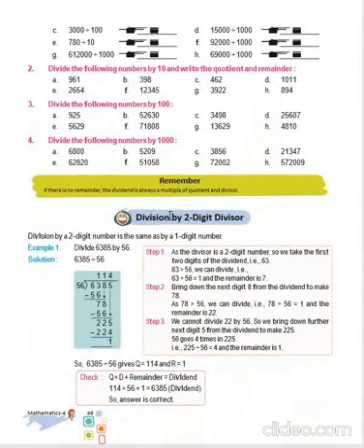Now let's learn division by two-digit divisor. Let's take an example. Suppose you want to divide 6385 by 56. So in step 1, as the divisor is a two-digit number, we will take the first two digits, that is 63. We know that 63 is greater than 56, so we can divide it. So 56 into 1 will be 56. 63 minus 56 will be 7.